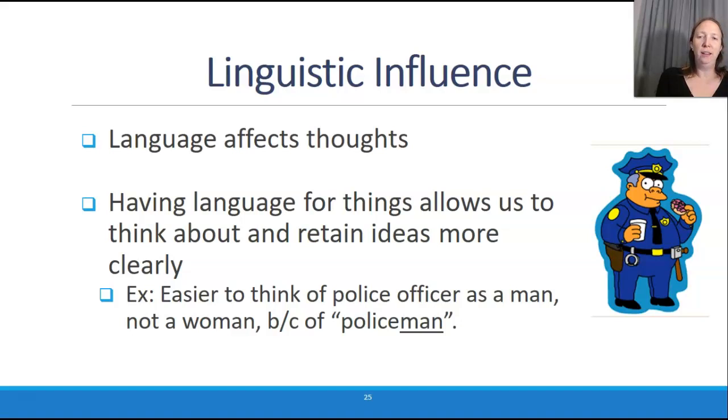A few other points about how language affects our thoughts. The idea that having a language for things allows us to think about and retain ideas more clearly supports the need to be more gender neutral with certain words. It is easier to think of a police officer as a man, not a woman, because we're so used to saying policeman. So if we get more comfortable with words like flight attendant or police officer and so on, then it starts to eliminate some of those gender biases in those careers. So again, the language we use influences the way we think about those concepts.